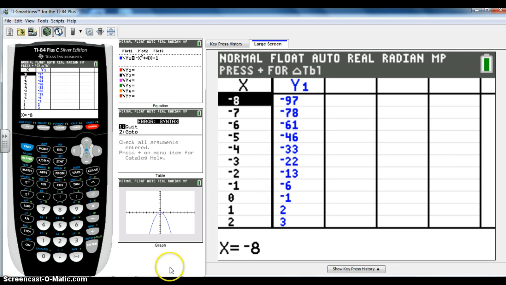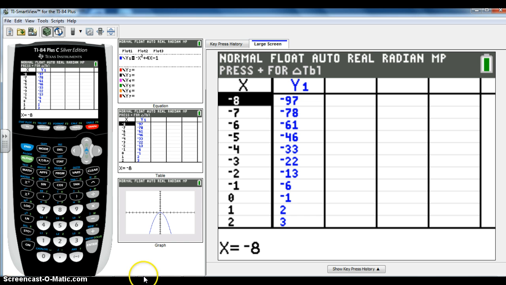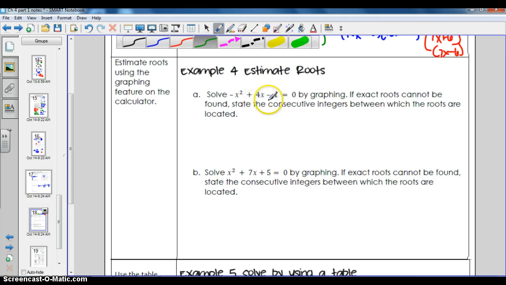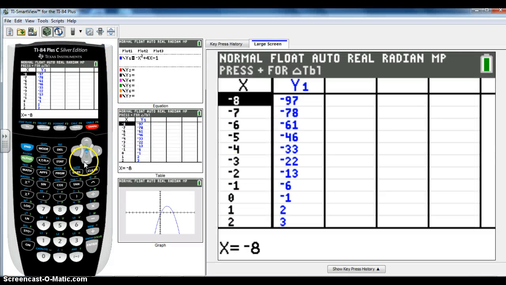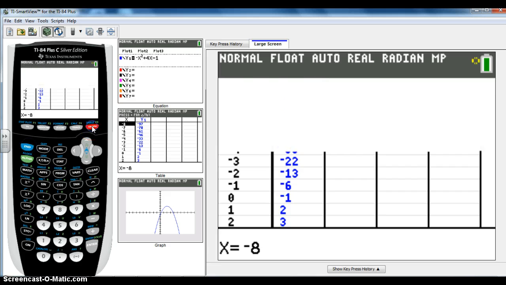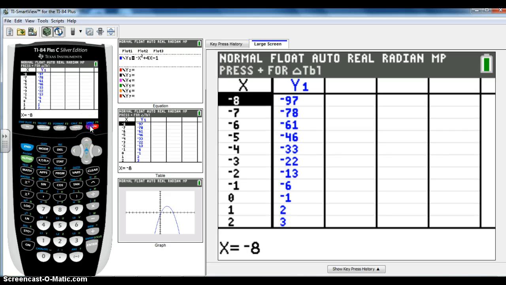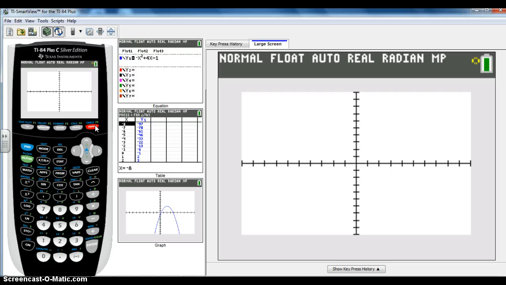Let me double check and make sure that was our right one here. And yep. Negative x squared plus 4x minus 1. All right, so here it is, just graph. Get the table. And there it is. All right, so we can see our two zeros. Here's one, and then here's the other. So what is this between? Well, it's between 0 and 1. And then over here, it's between 3 and 4. So that is our answer.